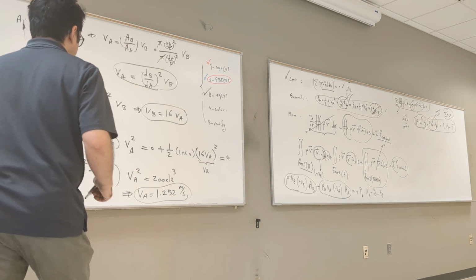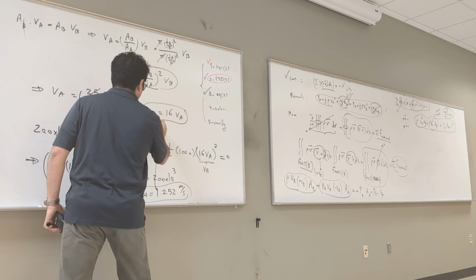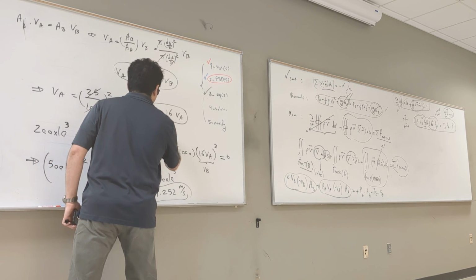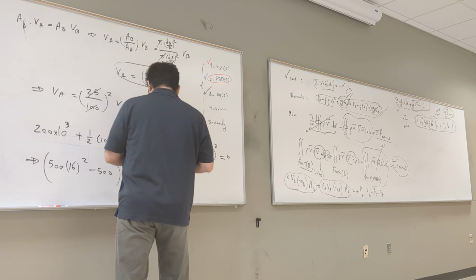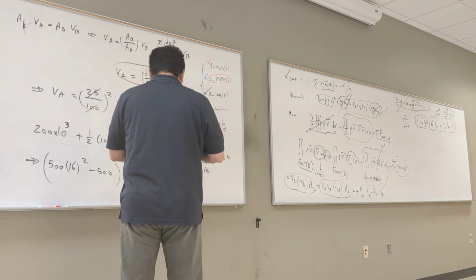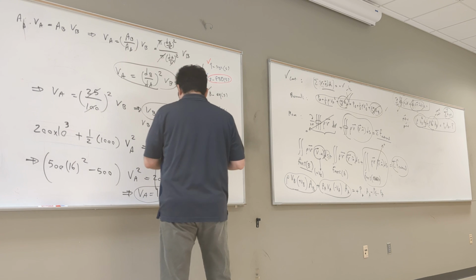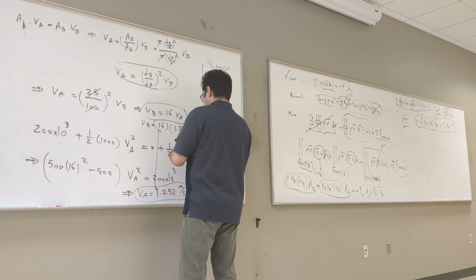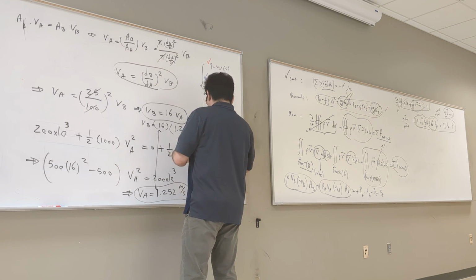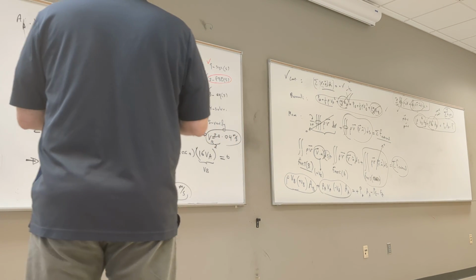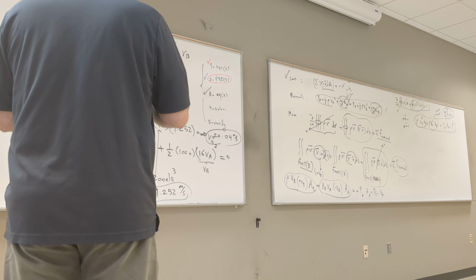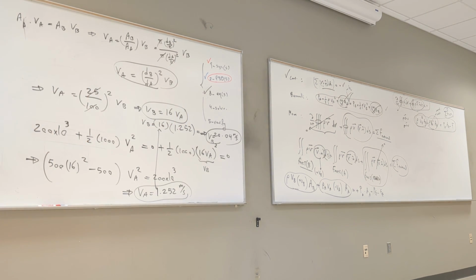Right. Now what can I say about VB? Substitute here. VB is equal to 16 times VA, 1.252. That means it's equal to 20.04 meters per second. VB. All right, so double check that. Yeah, that's what I got too. Did you get the same value?